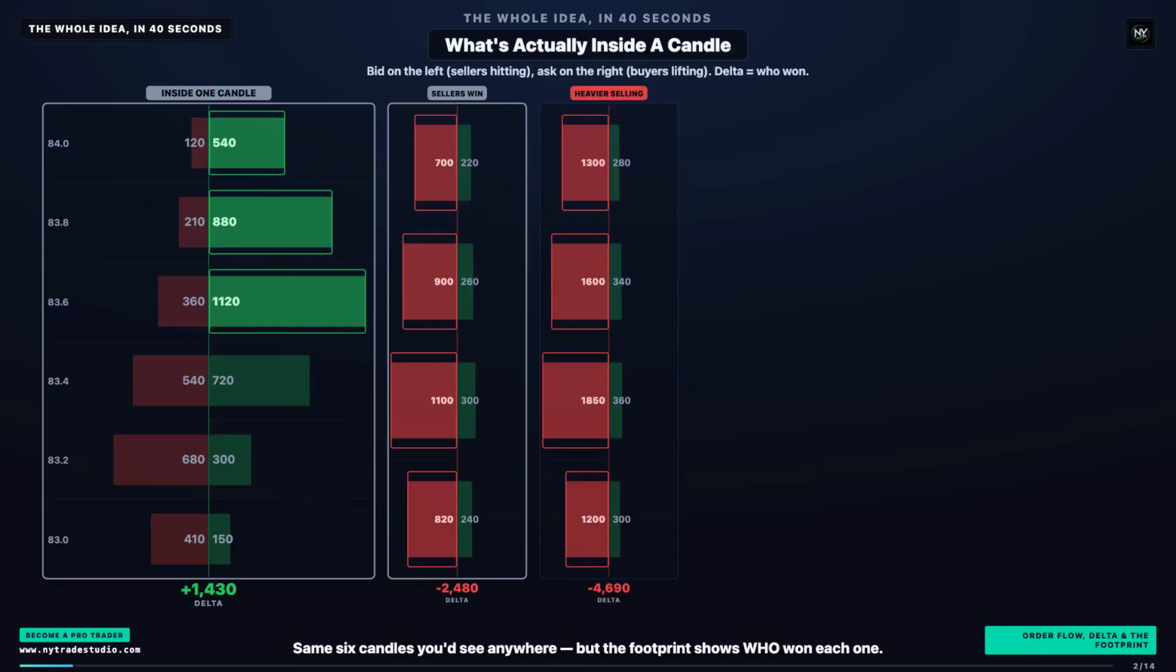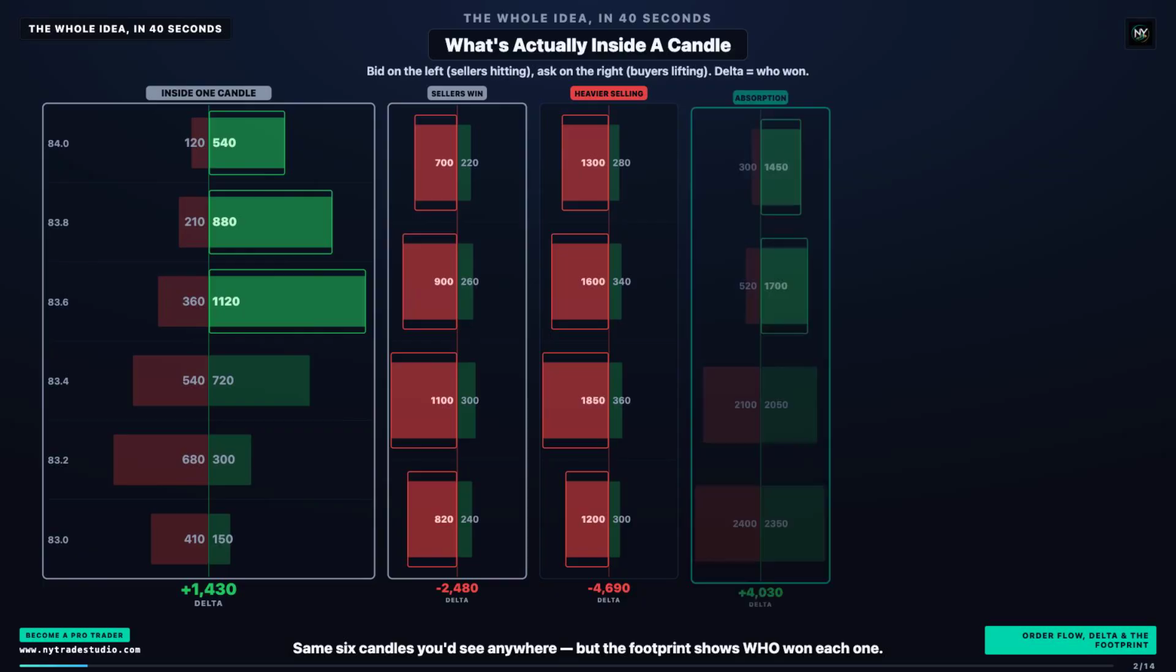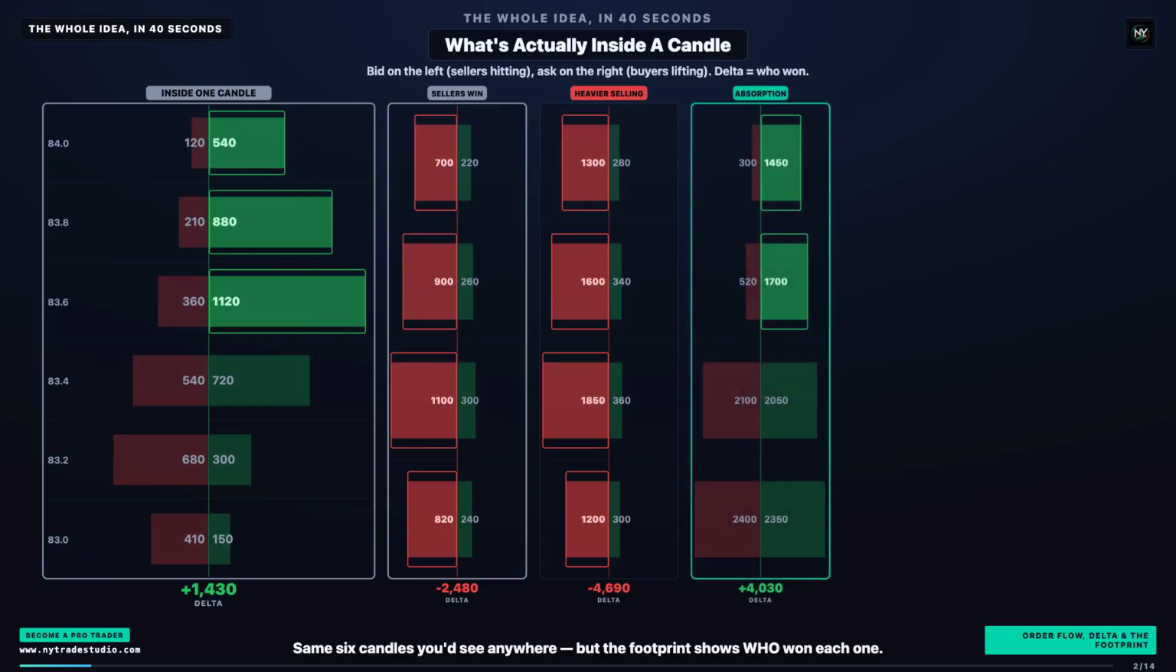Now watch a real fight. First, red delta, candle falls, sellers in charge. Then the selling gets heavier, an even bigger red delta, price drops hard. And right here is the moment that matters. The sellers keep hitting just as hard. The volume is huge. But the candle stops going down. A bigger buyer steps in and soaks up every share they throw at it.